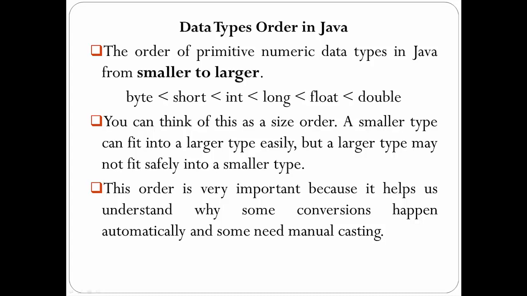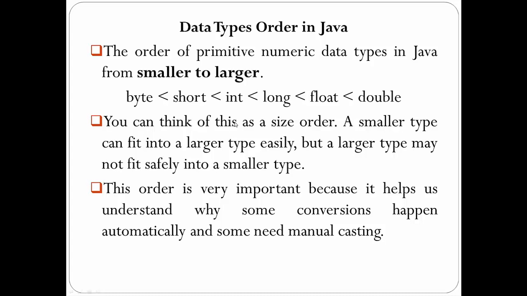Let's try to understand the data types order in Java. Here you can see the order of primitive numeric data types in Java from smaller to larger. We have the first one, which is the smallest one, that is byte. Then we have short, int, long, float, and here is the largest one, that is double. We can think of this as a size order.